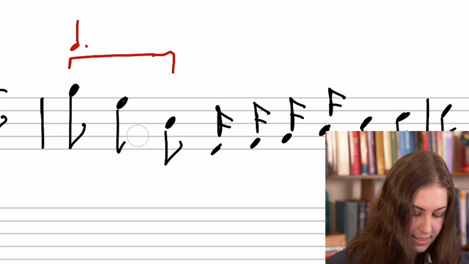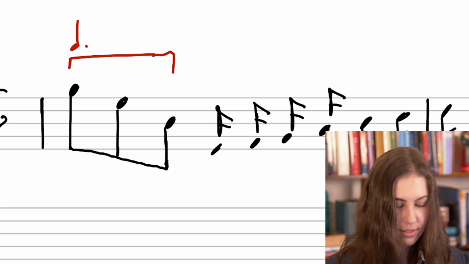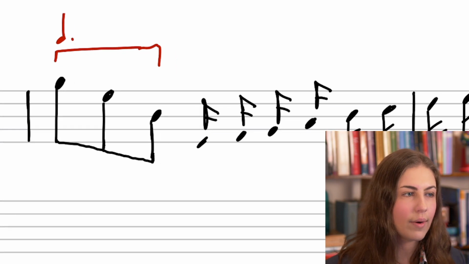I'm going to erase the flags here, and I'm going to beam all of these nicely together, and I'm going to show a bit of a descent there. The beam, slant it there. Okay, that looks so much better. They're showing the dotted quarter note beat. Now let's keep going.